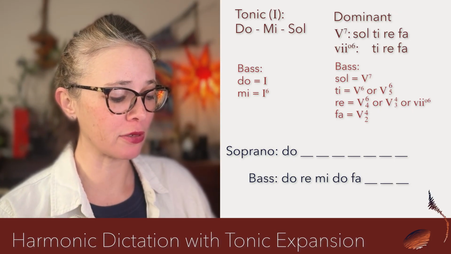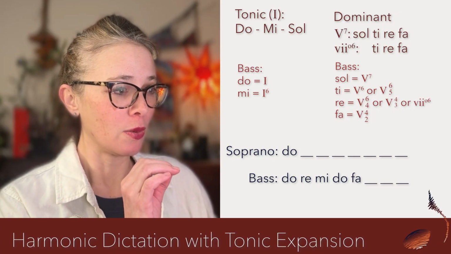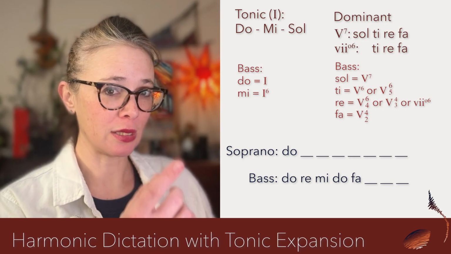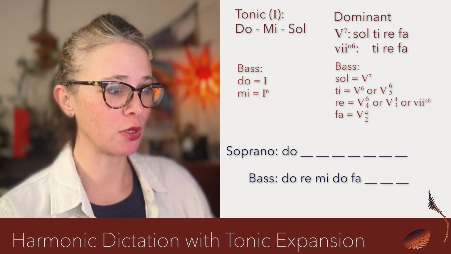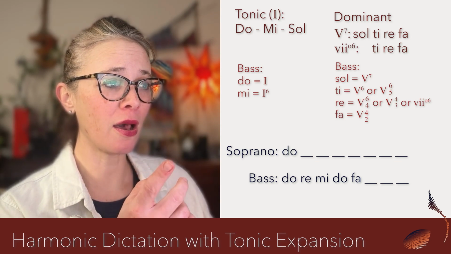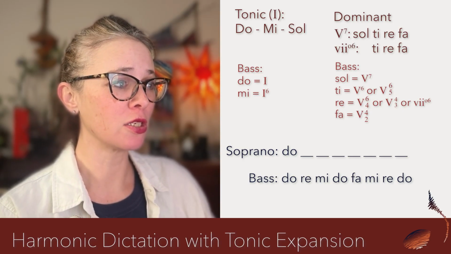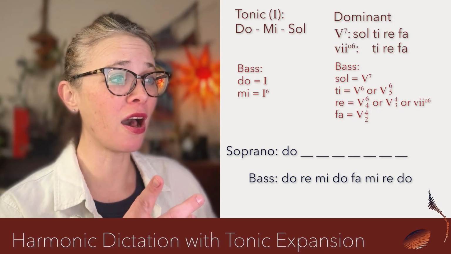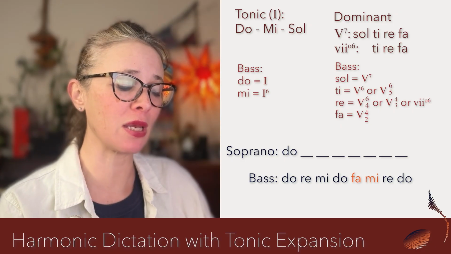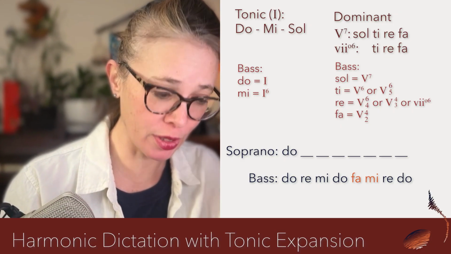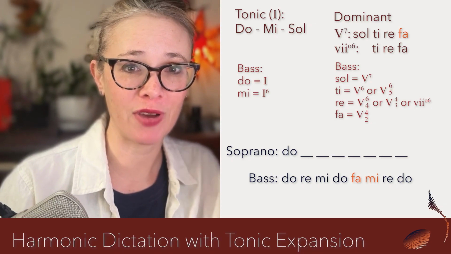That's a really common pattern that you're going to hear a lot in harmonic dictations using tonic expansion, because we're leaping up to a dissonance and resolving down by step. We'll talk a little bit about that as we go, but just so you know, we're going do, fa, mi, re, do. All right, so we've got do, re, mi, do, fa, mi, re, do. That fa, I'll just talk about now. The fa has to go down to mi because remember the 5/7 chord? Sol, ti, re, fa. Fa is the 7th of the 5/7 chord.